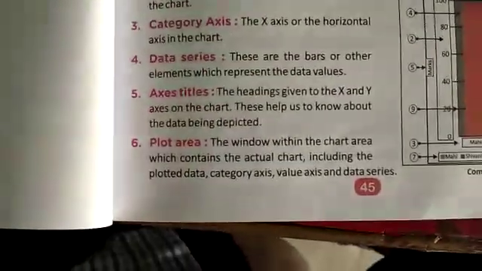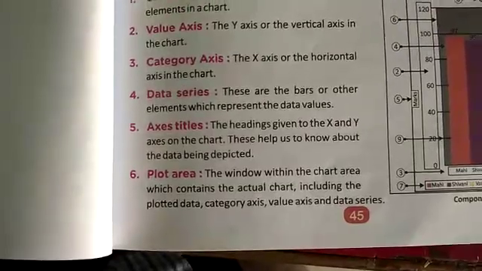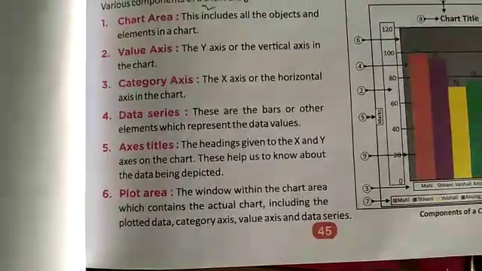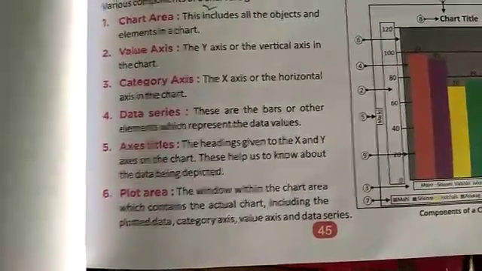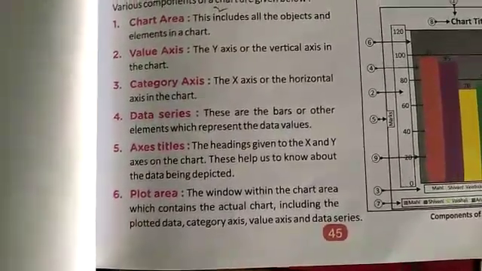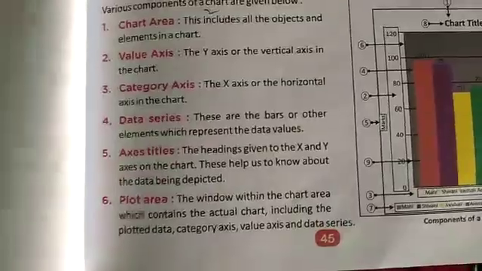Sixth, plot area. The window within the chart area which contains the actual chart, including the plotted area, category axis, value axis, and data series. This is point number 6.